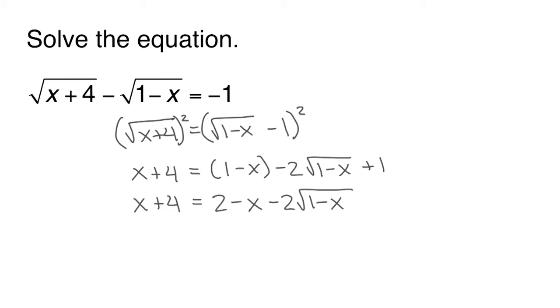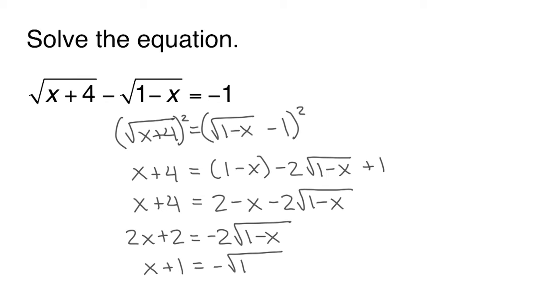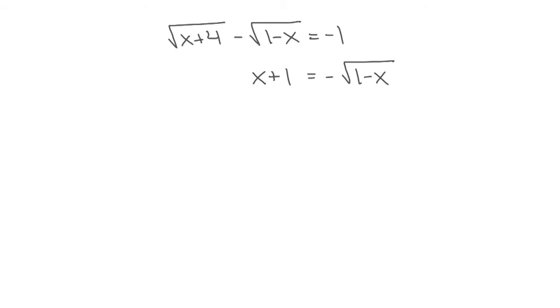Our equation still contains a radical, and so we need to isolate that radical on one side of the equation. So we're going to subtract 2 and add x to both sides of the equation. We have 2x plus 2 is equal to -2 times the square root of 1 minus x. Now we'll divide both sides of the equation by 2. When we do that, we have x plus 1 is equal to negative the square root of 1 minus x. We'll now make room to continue solving the equation.